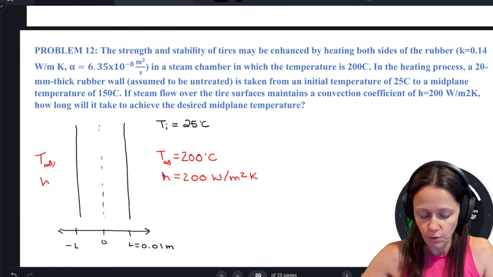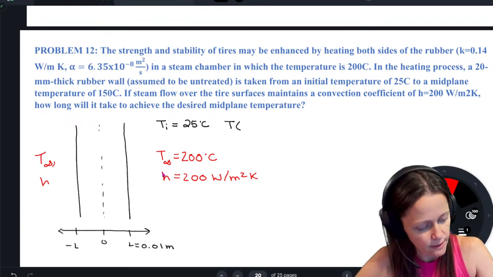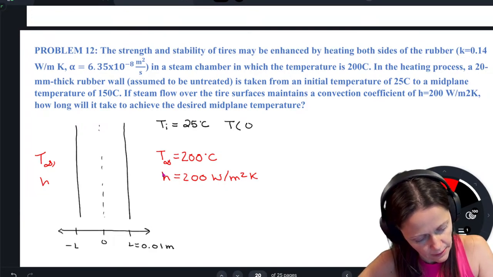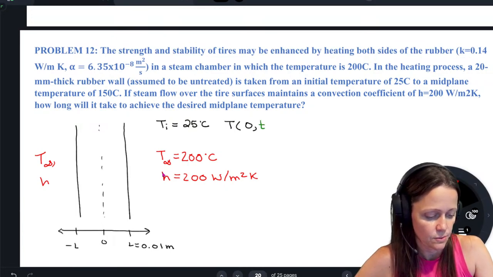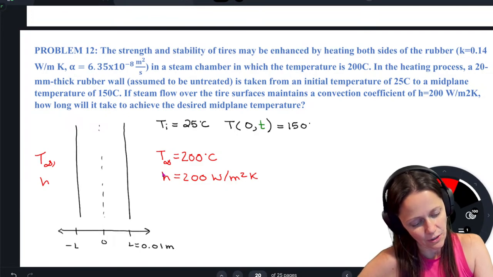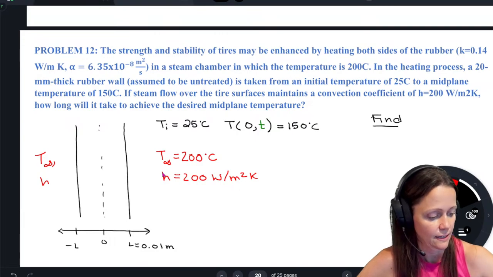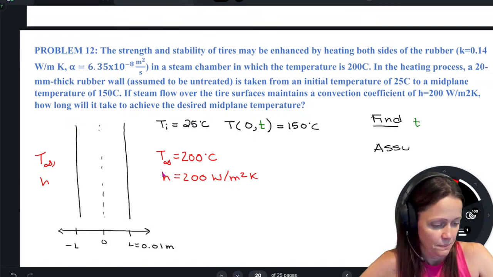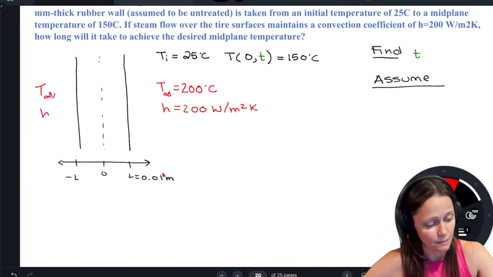So I don't know how long it's going to take for it to get to that. But it's at the midline. So x is equal to zero and T is equal to some time, and that's 150 degrees Celsius. And we want to find how long. So we want to find that time. How long did it take to get there? As always, start by finding that Biot number.